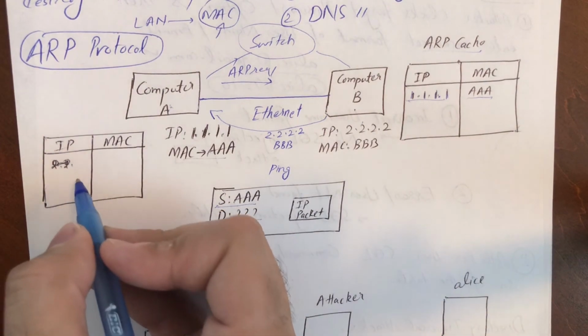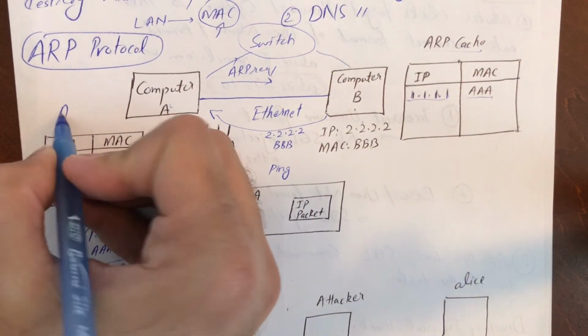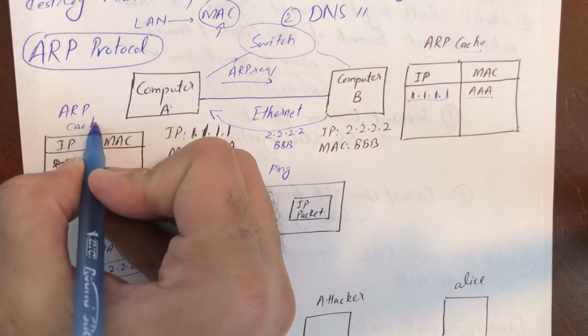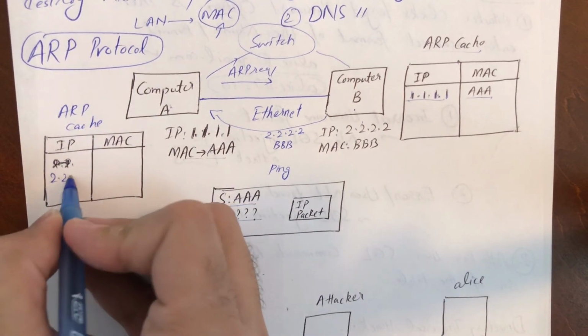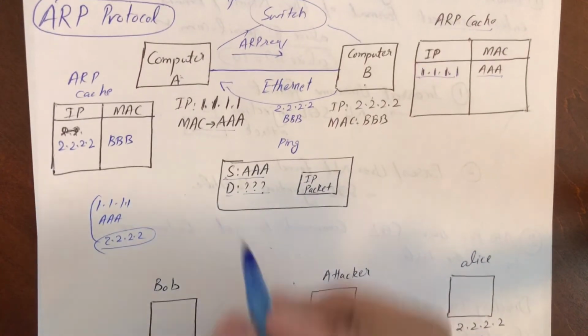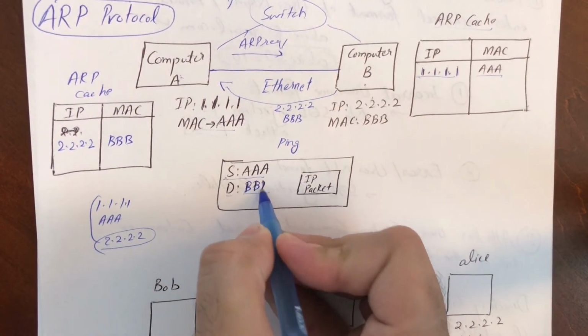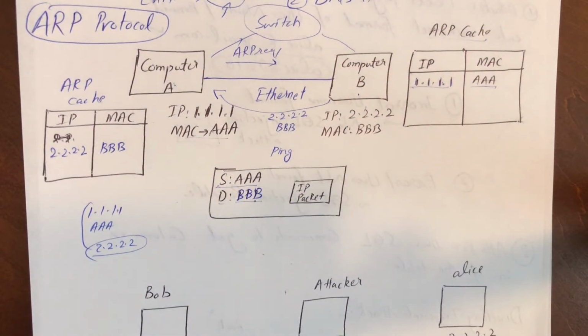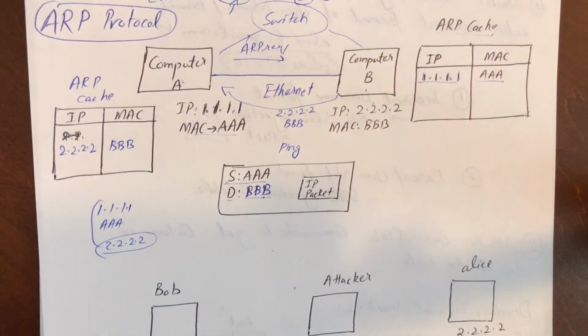So computer A will add it into its local ARP cache, and you can type here 2.2.2.2 B.BBB. Then this MAC address will be added in the packet, and this packet will be delivered to B. Overall, this particular process is called the ARP protocol, where devices update their ARP cache because they need to know the MAC address of each nearby device.